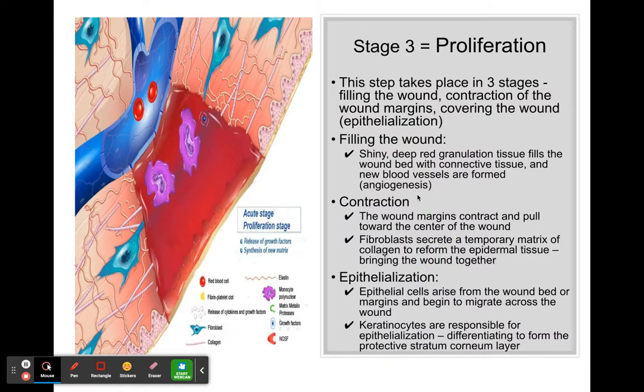Step three is called proliferation. Proliferation happens in three stages. First, the wound is filled, contraction of the wound margins. What that means is the outside edges of your wound start coming together and then covering the wound, which is called epithelialization. So your wound gets covered back up with epithelial cells, so your skin cells. So first, what happens is filling the wound.